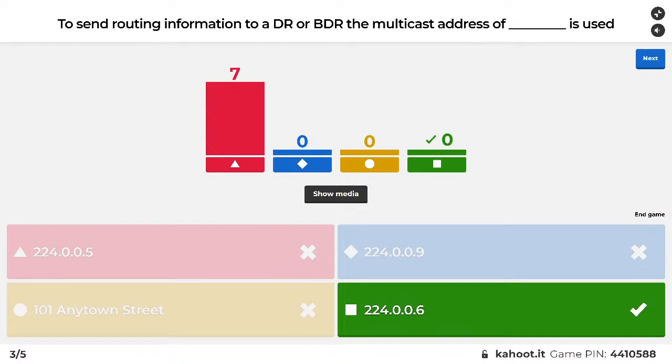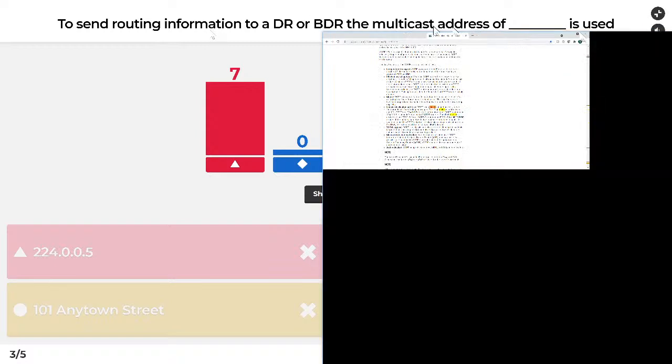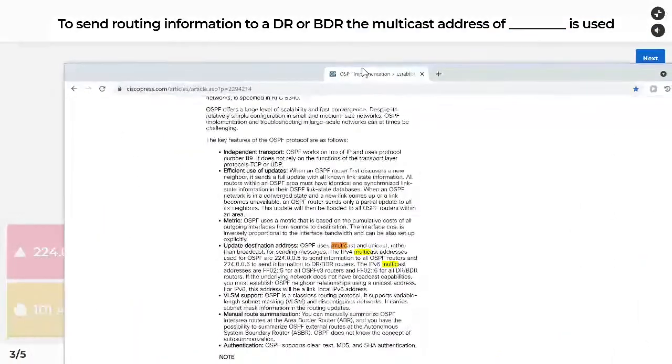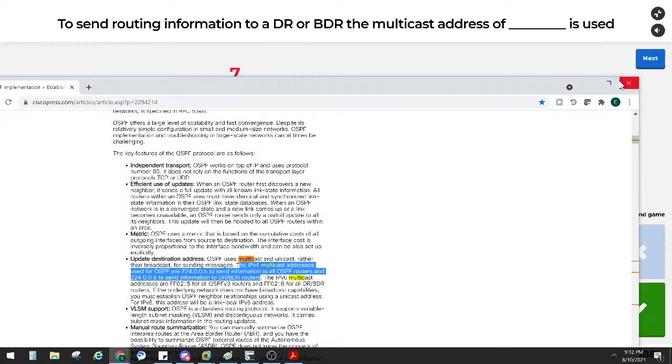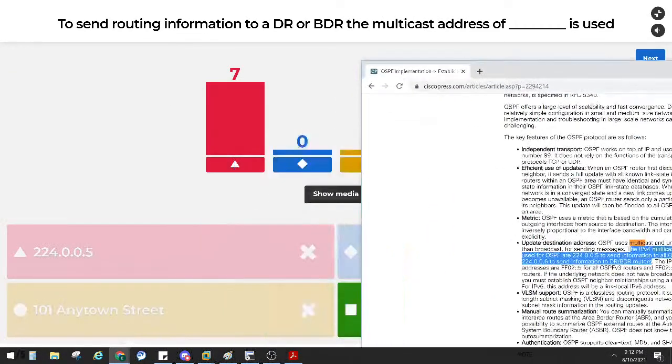So it's 224.0.0.6. If y'all wanna fact check that later on, I just double checked it right now, and this is the source right here. This is Cisco Press. The multicast addresses used for OSPF are 224.0.0.5 to send to all OSPF routers, and .6 to send to DR and BDRs. So I hope I don't confuse y'all. We only got one more question, I think.